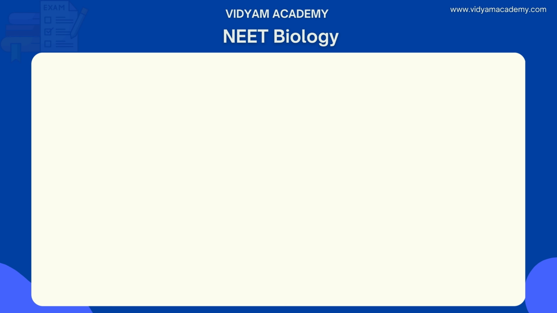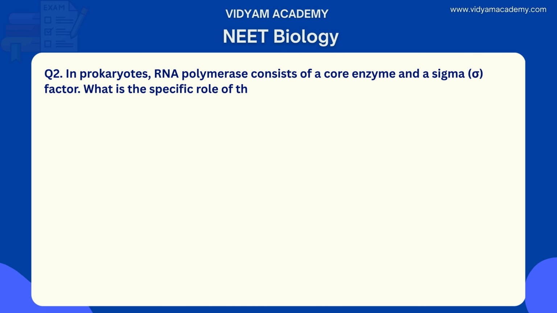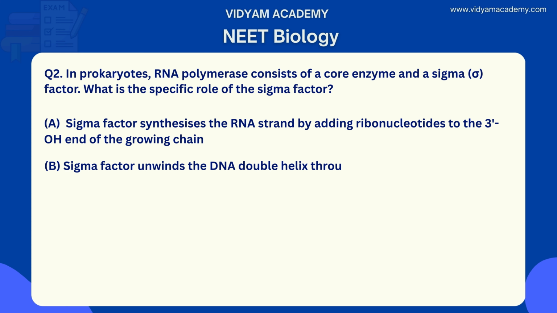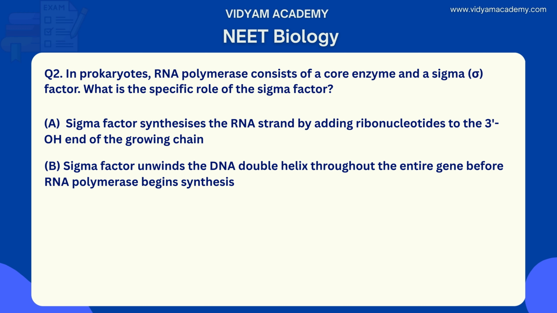Next, move to question number 2. In prokaryotes, RNA polymerase consists of core enzyme and sigma factor. What is the specific role of the sigma factor? Option A. Sigma factor synthesizes the RNA strand by adding ribonucleotides to the 3' OH end of the growing chain. Option B. Sigma factor unwinds the DNA double helix throughout the entire gene before RNA polymerase begins synthesis.